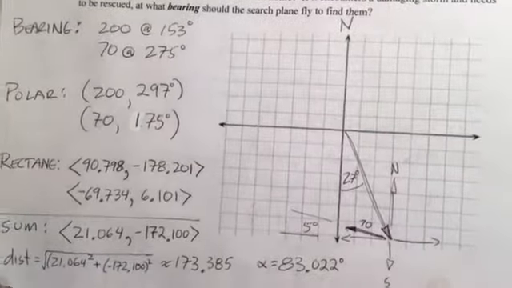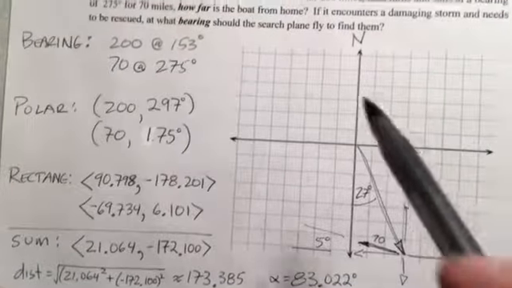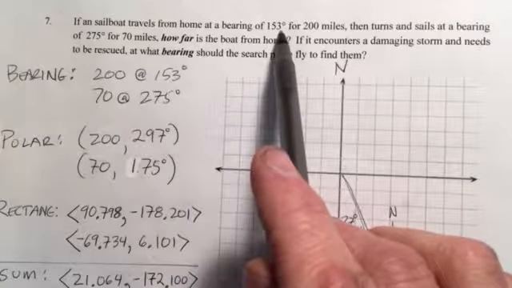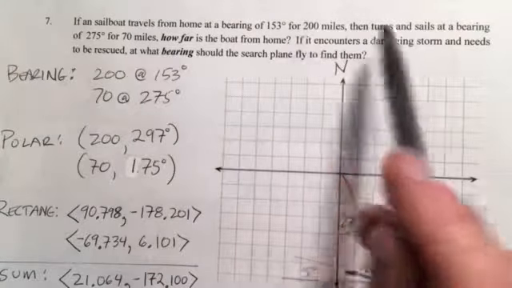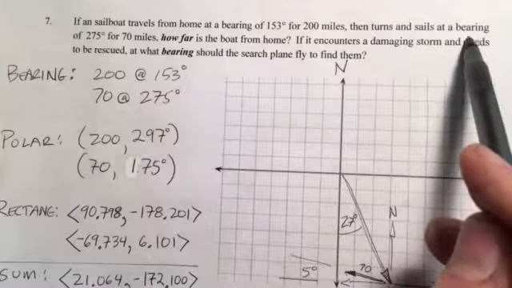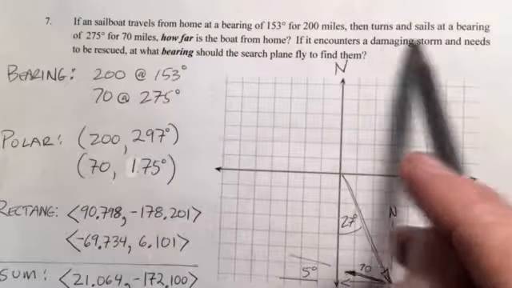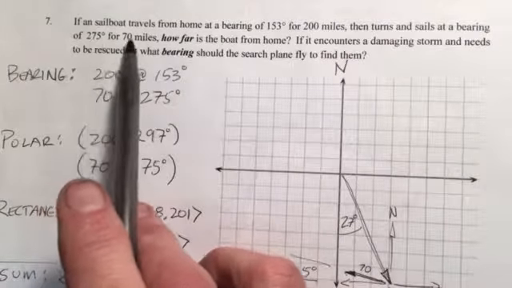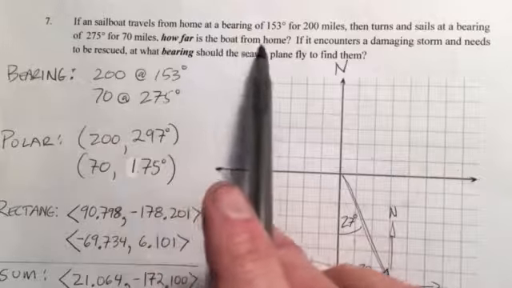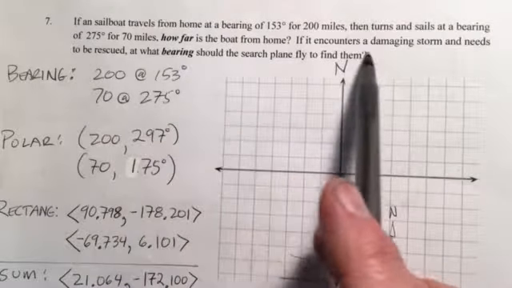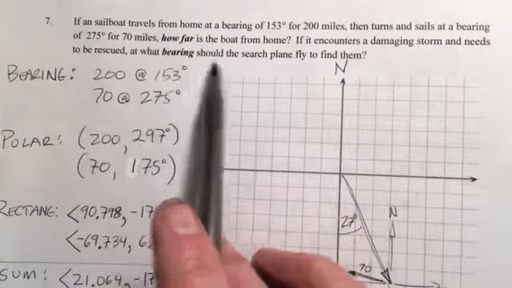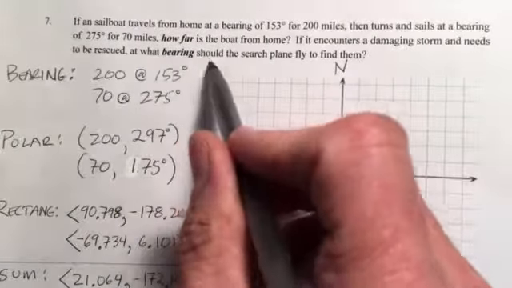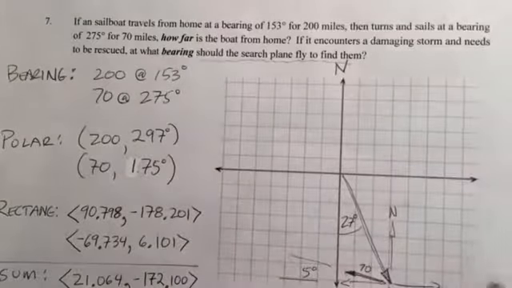Finally, this is the mother of all problems. These are toughies. You have a sailboat that is traveling from home at a bearing of 153 degrees. It sails for 200 miles and then turns and sails at a new bearing. It's not the amount of the angle that they're turning, it's based on which way is north. So the bearing is 275 for 70 miles. How far is the boat from home? If it needs rescuing, at what bearing should a search plane fly to find them? Okay, so keep that in mind. It's not them getting back home, it's someone finding them, all right?